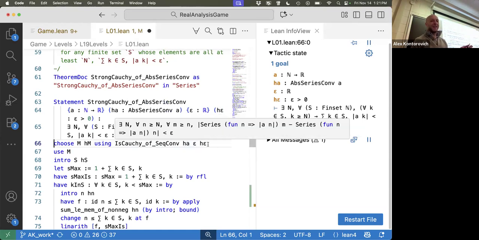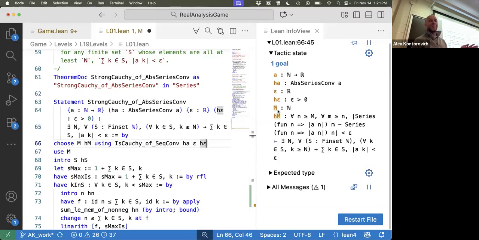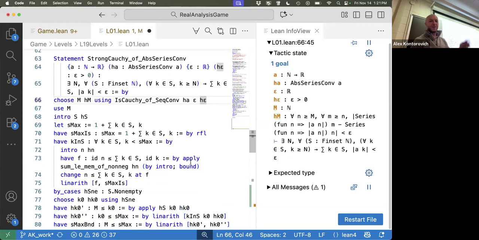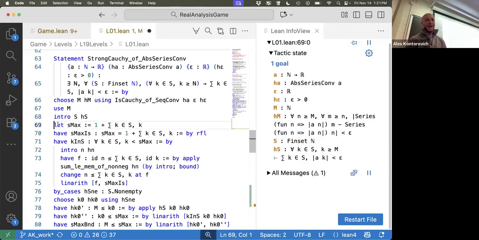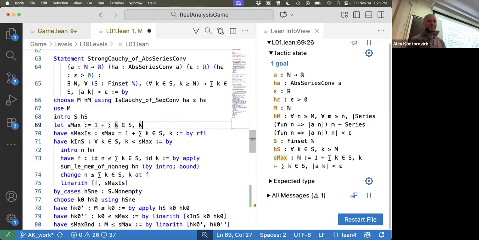You feed in that epsilon. That gets us a capital M. I don't know why I called it M. So it gives us a capital M, so that as long as you're past that capital M in both m and n, the absolute value of the series of absolute values summed up to m minus that summed up to n is at most epsilon. And then all we have to do is use that M for your capital N. Now give me the set, and then take the largest value in that set, which means add them up and add 1. Okay, and then just record what it is.